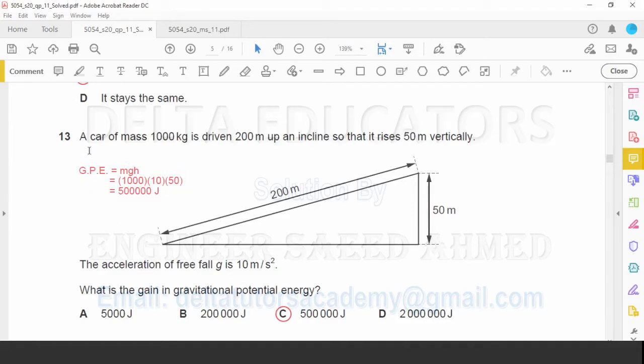Gravitational potential energy is given as mgh, where m is mass, that is 1000 kg. This g is acceleration of free fall and the value is given here, 10 meter per second square. The increment in height is 50 meters, so h is equal to 50, and by solving this one we get 500,000 joules. 500,000 joules is given in option C, so the correct option is option C.